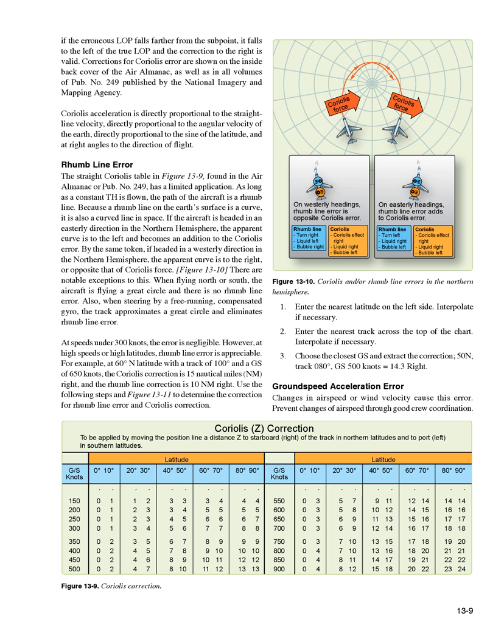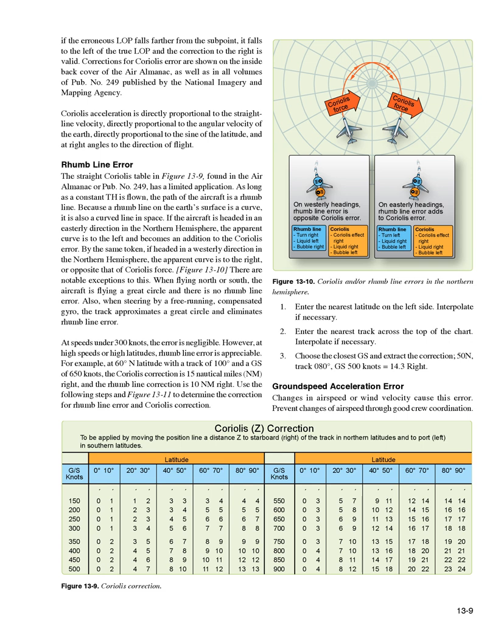Rhumb line error: the straight Coriolis table in Figure 13.9, found in the Error Almanac or Pub. No. 249, has a limited application. As long as a constant TH is flown, the path of the aircraft is a rhumb line. Because a rhumb line on the Earth's surface is a curve, it is also a curved line in space. If the aircraft is headed in an easterly direction in the northern hemisphere, the apparent curve is to the left and becomes an addition to the Coriolis error. By the same token, if headed in a westerly direction in the northern hemisphere, the apparent curve is to the right, or opposite that of Coriolis force.